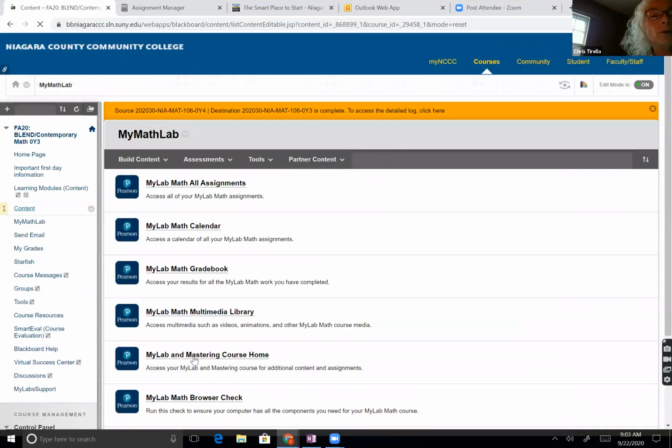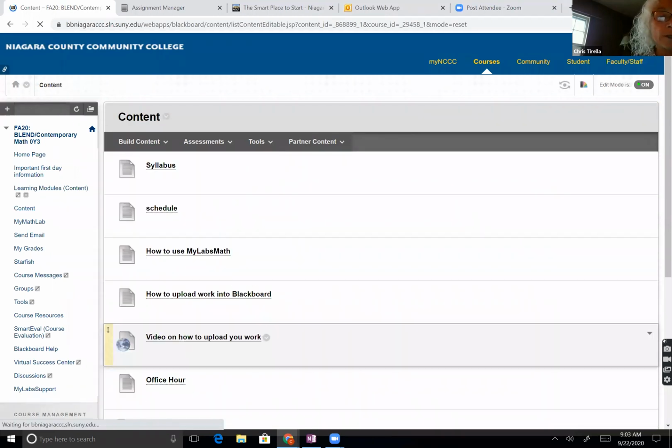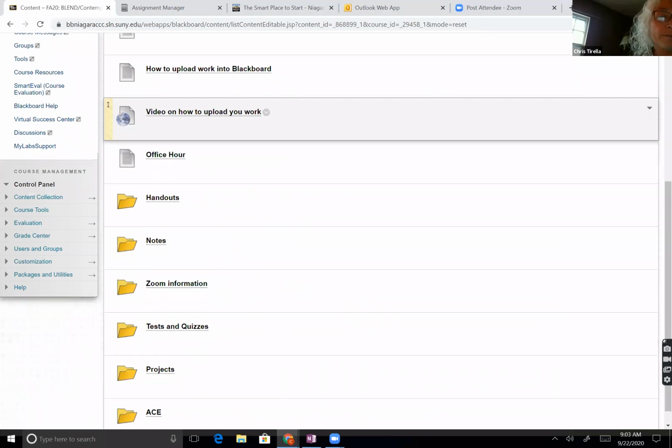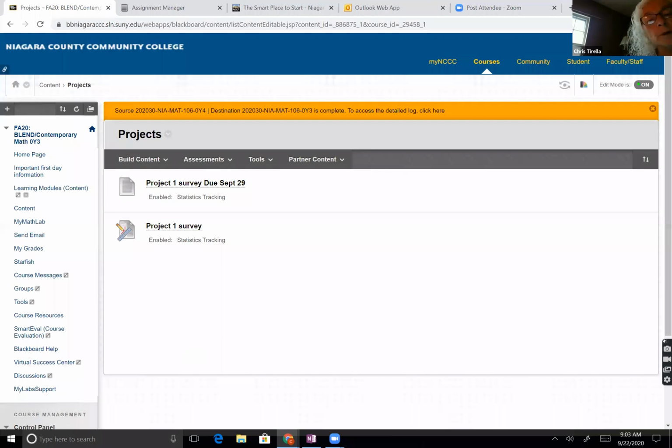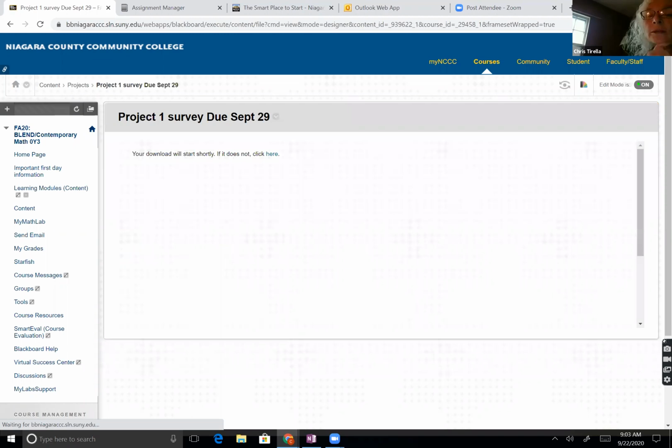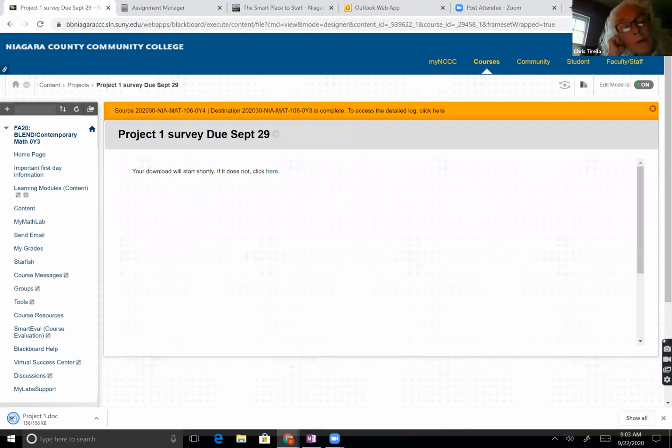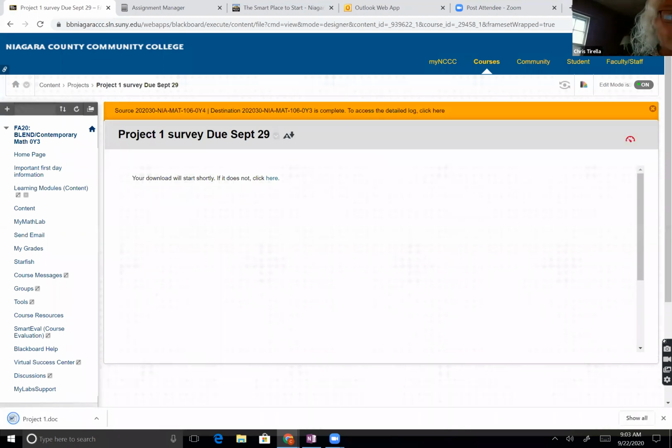There is a folder that is called projects. In that project folder, there is project 1, which is surveys, which is due a week from today. I'd like to walk you through the project. And then the other thing that's in there is a Dropbox to upload it.